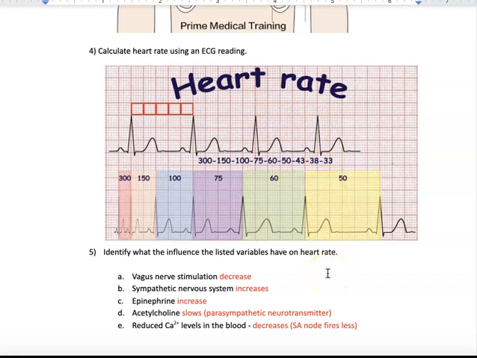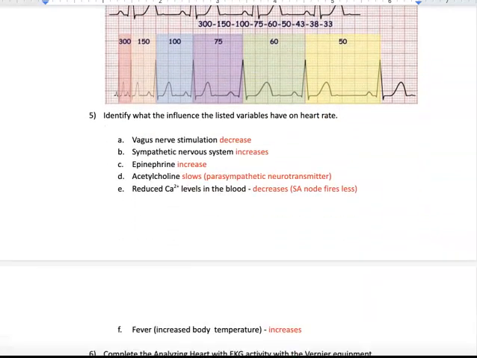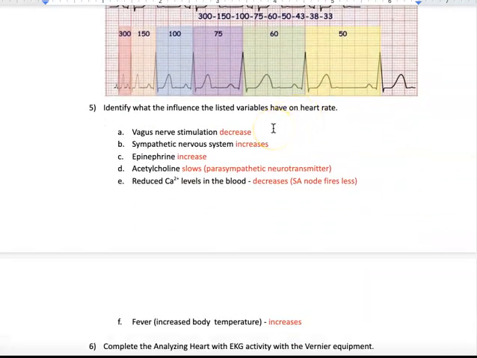Okay, so some of these you should know. Again, we're just going to fill in some blanks here. What has an influence on heart rate? This goes back to some AMP1 stuff. Vagus nerve stimulation, parasympathetic nervous system, remember that, decreases heart rate. Sympathetic nervous system increases. Epinephrine is a neurotransmitter of the sympathetic, so it's going to increase your heart rate. Acetylcholine is a parasympathetic neurotransmitter, so it's going to slow your heart rate down.